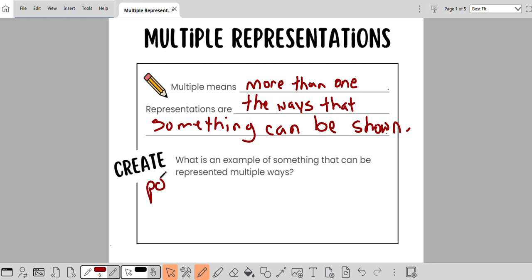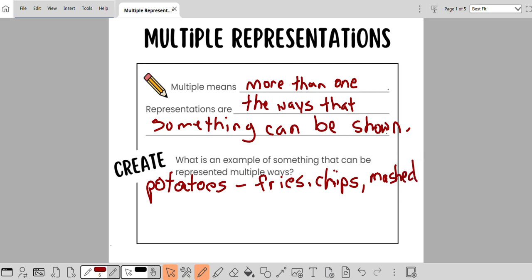How about potatoes? I don't know about you, but I eat a lot of potatoes. All right, and my favorite way to eat potatoes is as fries. Okay, every so often I like some potato chips. They're potatoes, but those are two different ways to show them. And then finally, with lots of butter and maybe some gravy, I love mashed potatoes.